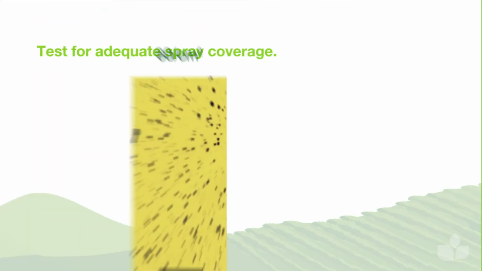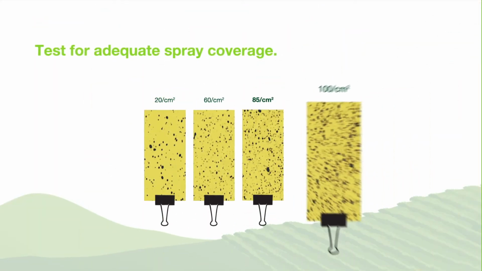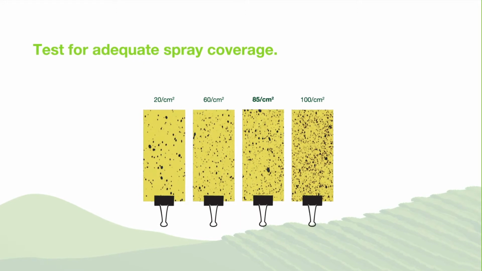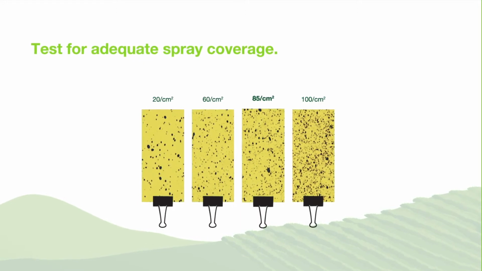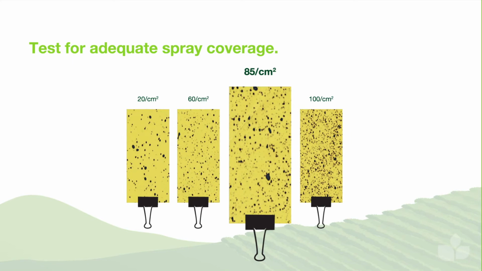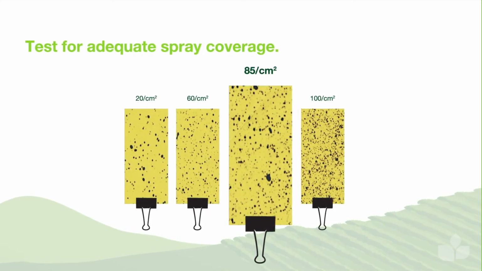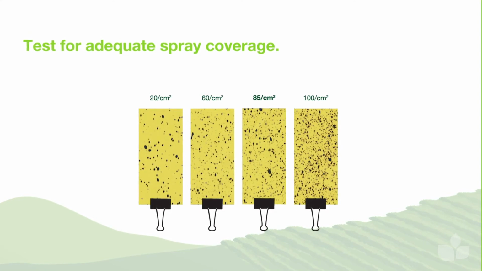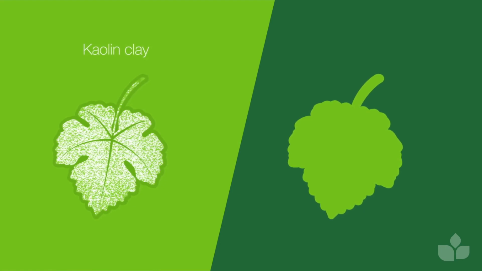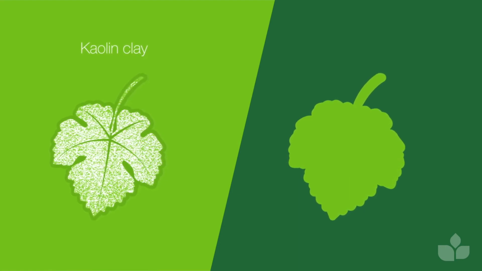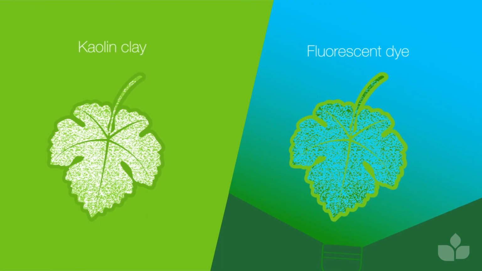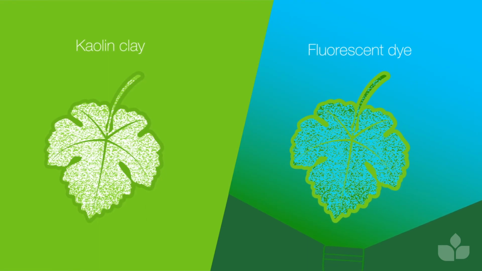Once airflow has been adjusted, water-sensitive paper can be used to test the spray coverage. In the case of fine to medium-sized droplets, about 85 droplets per square centimetre and about 15% of the total surface covered represents adequate spray coverage for most foliar applications. There are other methods to confirm coverage. Kaolin clay is an inert compound that leaves white residue when dry, whereas fluorescent dyes can be sprayed at night and illuminated under black lights.